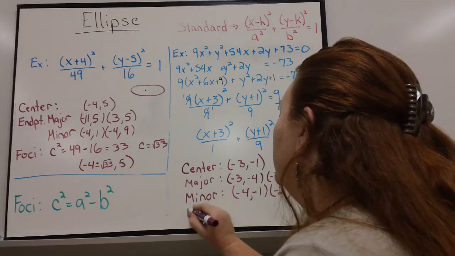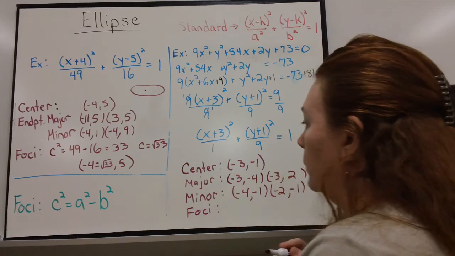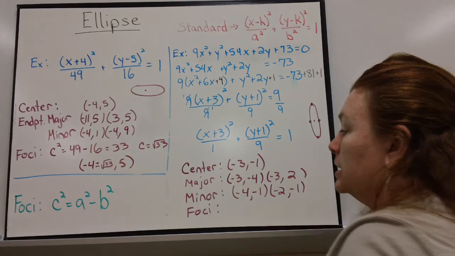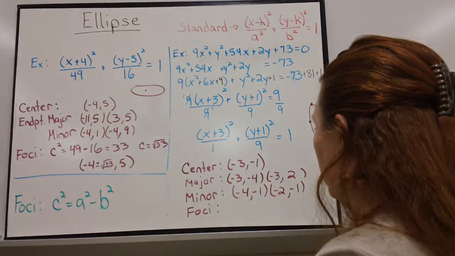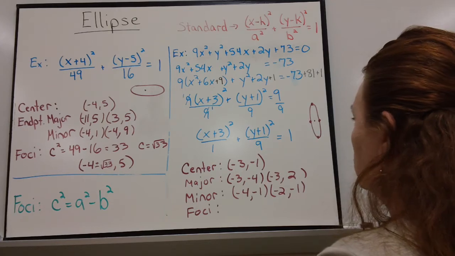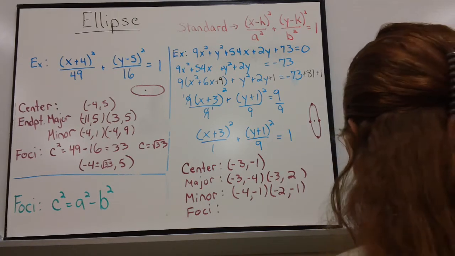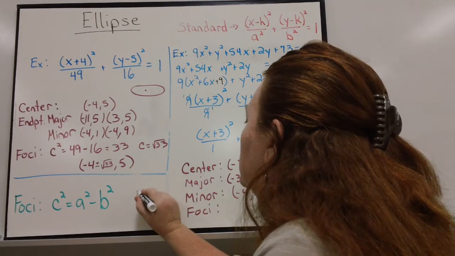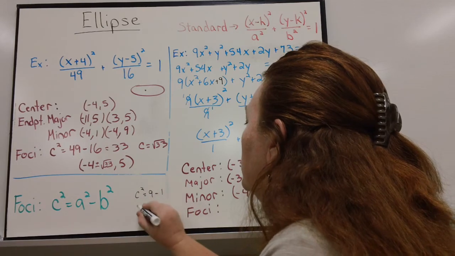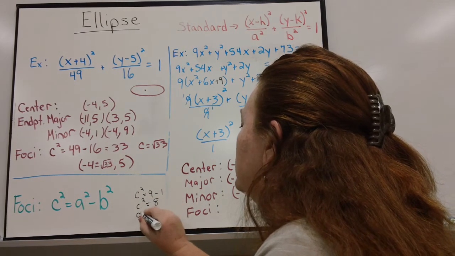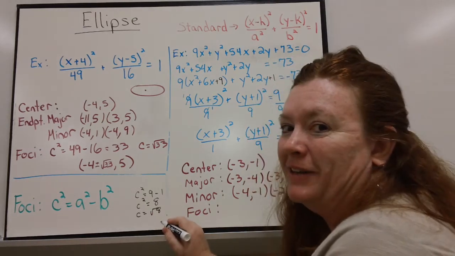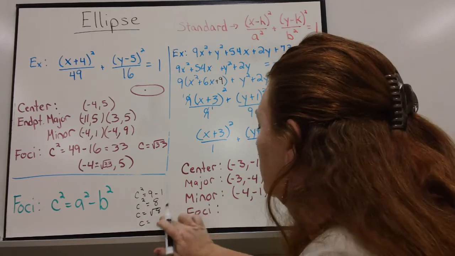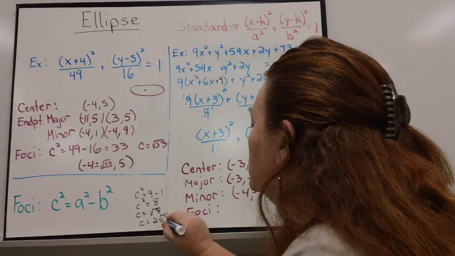All right, and then finally, my foci. Well, let's see. I want to take a squared minus b squared. 9 minus 1 is 8. Let's see. I will write that. I'll use green or black over here. Okay. c squared is 9 minus 1. c squared is 8. c is the square root of 8, but I can't leave it like that. I have to simplify it. That simplifies to 2 square roots of 2.